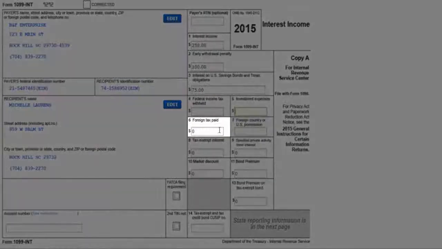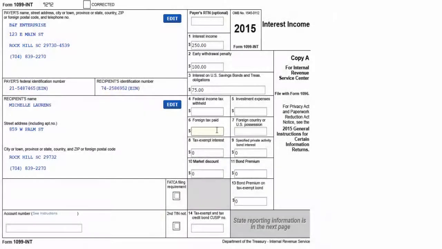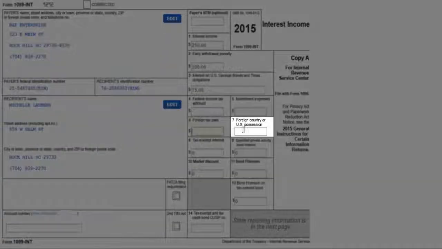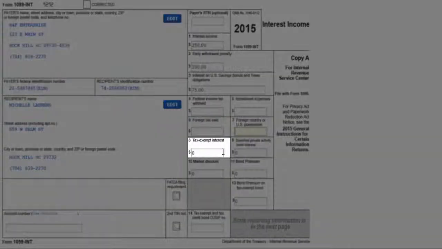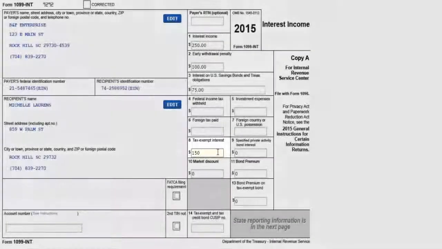Box 6. Enter any foreign tax withheld and paid on interest in US dollars. Box 7. Enter the name of the foreign country or U.S. possession to which the withheld tax in box 6 applies. Box 8. Enter interest of $10 or more that is used to finance government operations and is issued by a state, the District of Columbia, a U.S. possession, a Native American tribal government or their political subdivisions, or qualified volunteer fire departments.